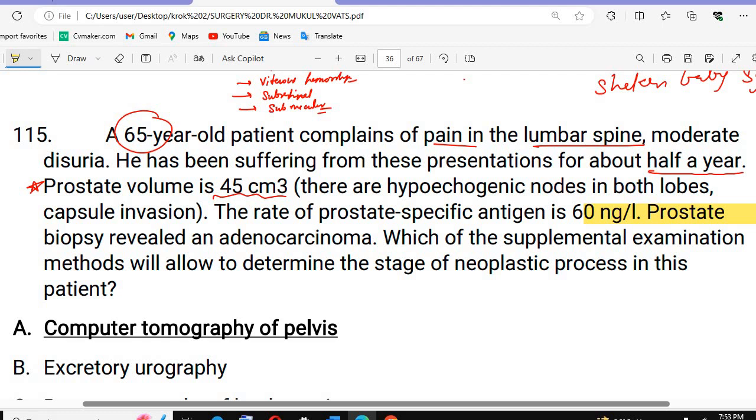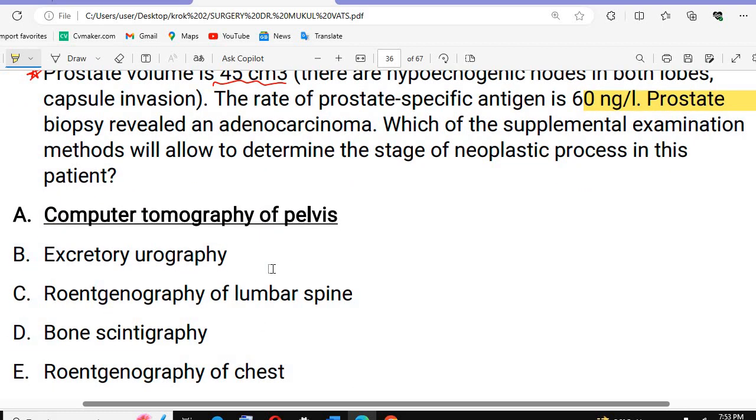Normally we have two investigations, and we do the MRI, but in this question MRI is not given as an option. That is why we will choose the CT as the best option in this question. Now let's discuss this topic in detail, benign prostatic hyperplasia.